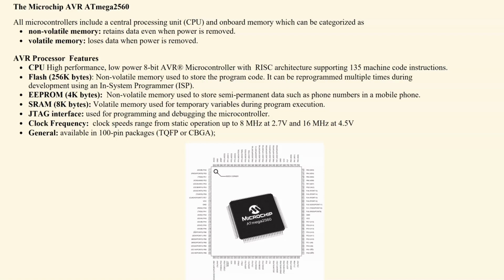The microcontroller has a JTAG interface used to program the microcontroller and debug the code. And the clock frequency ranges from 0 Hz up to 8 MHz at 2.7 volts, 16 MHz at 4.5 volts. It comes in a 100-pin device that can be thin quad flat package or a ceramic ball grid array.